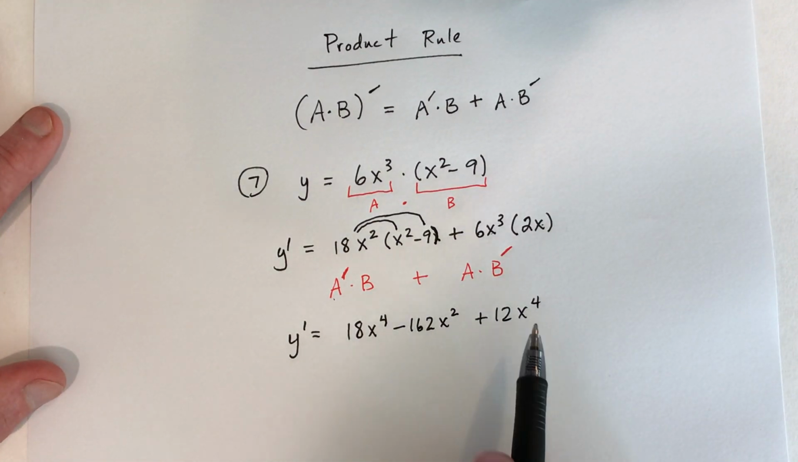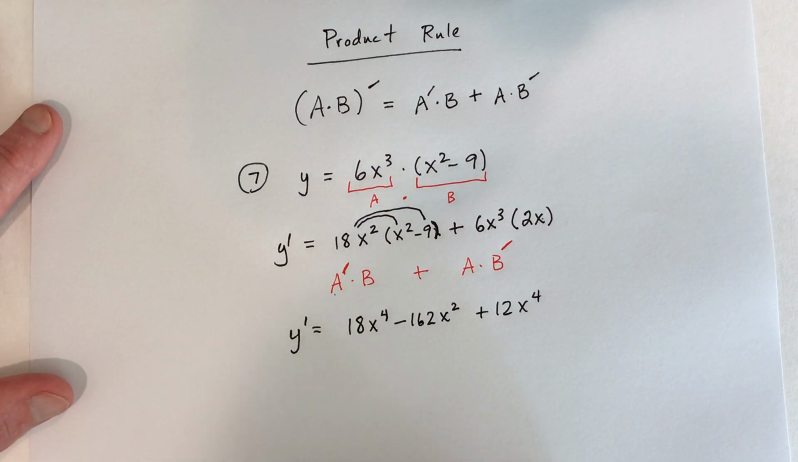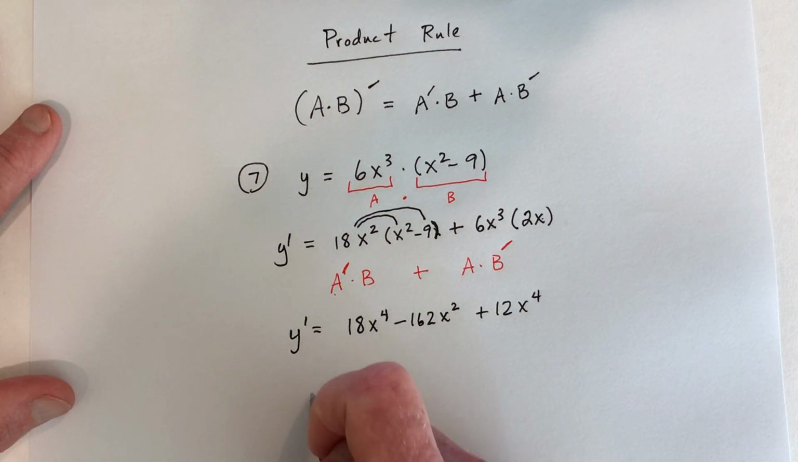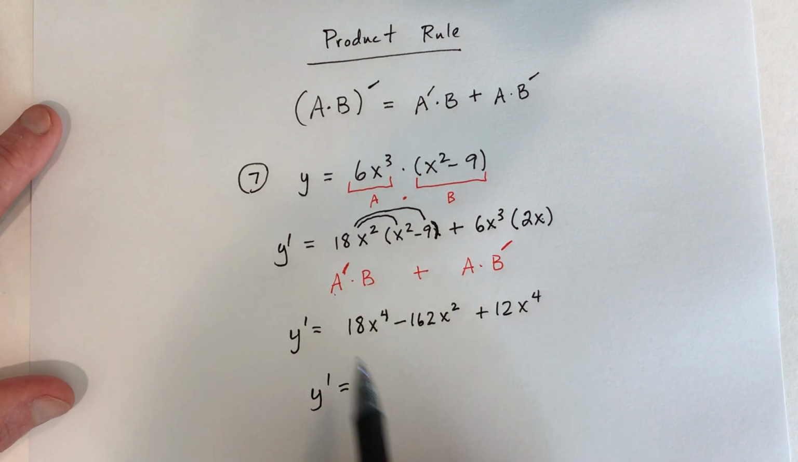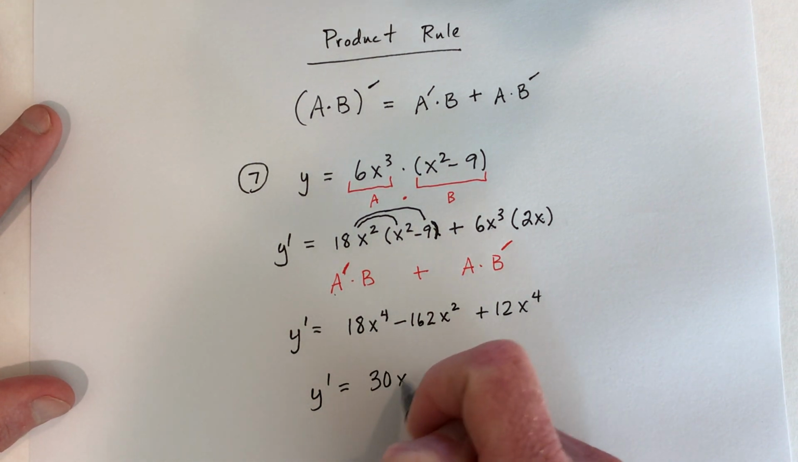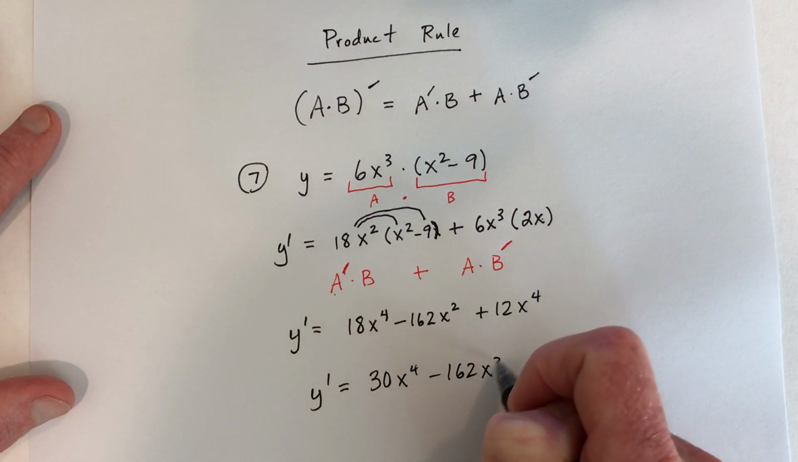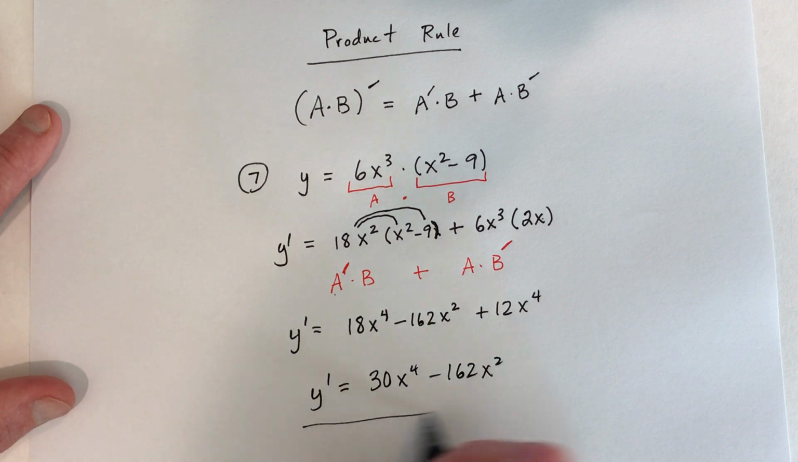And then finally, this has x to the fourth, and this has x to the fourth, so combine those. An 18 plus a 12, that would be 20 plus 10 is 30. 30x to the fourth, and then minus the 162x squared. And once I've combined all of the like terms, I'm done.